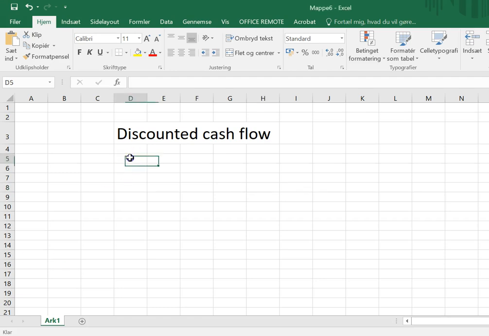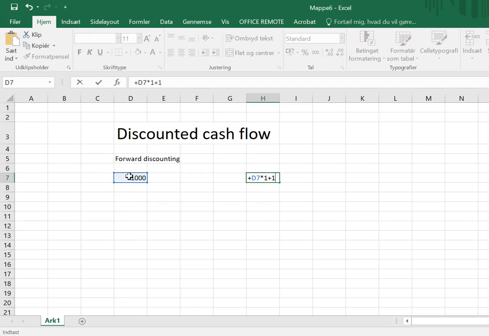We talk about forward discounting. If we have 1,000 today, now in 1 year's time, it will be 1,000 times 1 plus 10%. So in 1 year's time, it will equal 1,100.